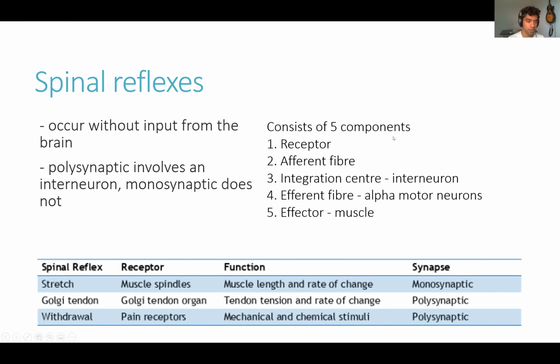So it's very similar to the early signs of upper motor neuron lesions. Spinal reflexes, the 5 main components. You get a receptor, you get an afferent fiber, so that's the sensory neuron going to the spinal cord. You might get an interneuron for some of them, so that's with the Golgi tendon reflex and the withdrawal reflex. And then you'll get an efferent fiber, that's the motor neuron, and then the effector is the muscle. So these don't require input from the brain, but obviously the brain can inhibit these reflexes.